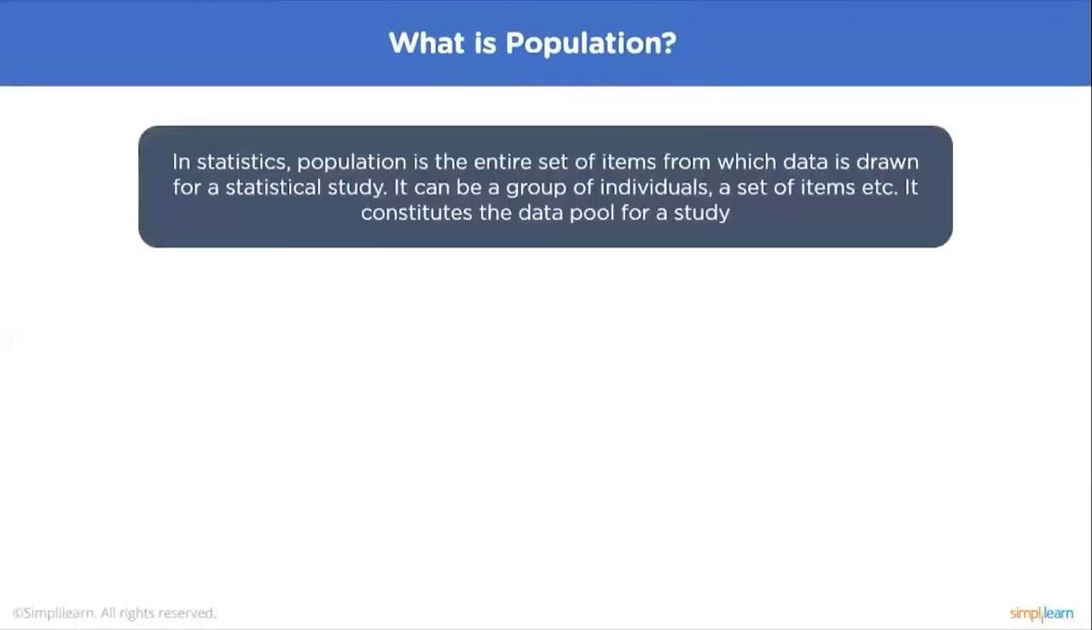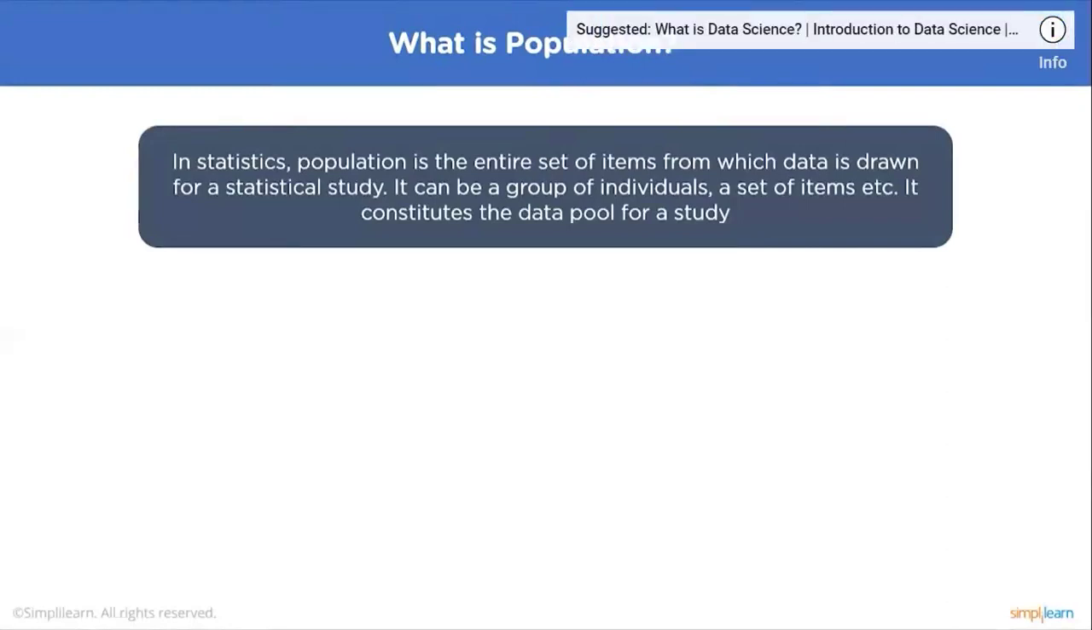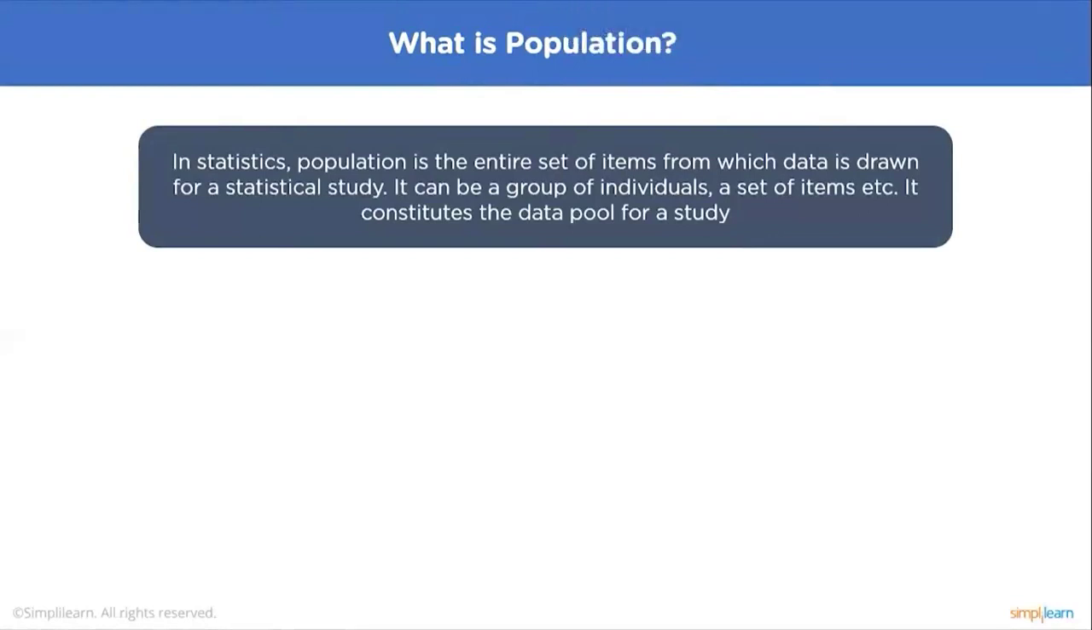So what is a population? In statistics, population is the entire set of items from which data is drawn for a statistical study. It can be a group of individuals, a set of items, etc. It constitutes the data pool for a study. In general, a population is the entire group that you want to draw conclusions about. Usually, when we talk about population, you think about the people living in an area at a time.